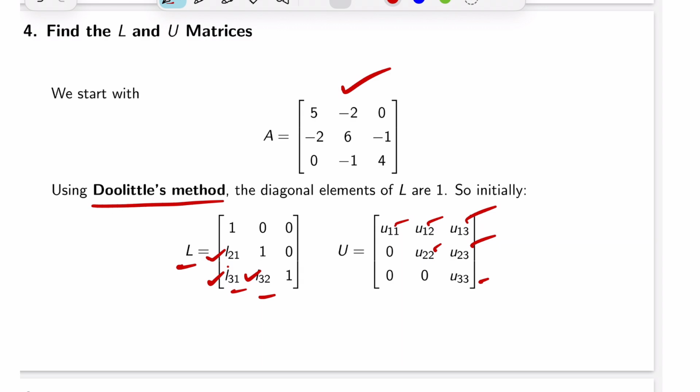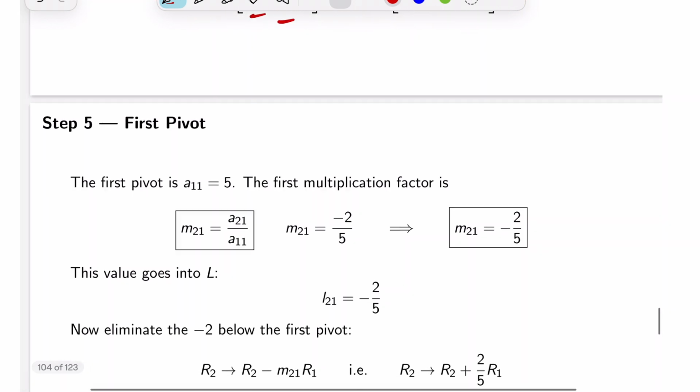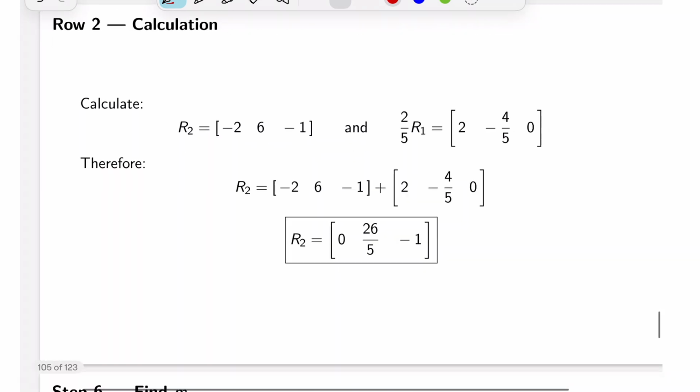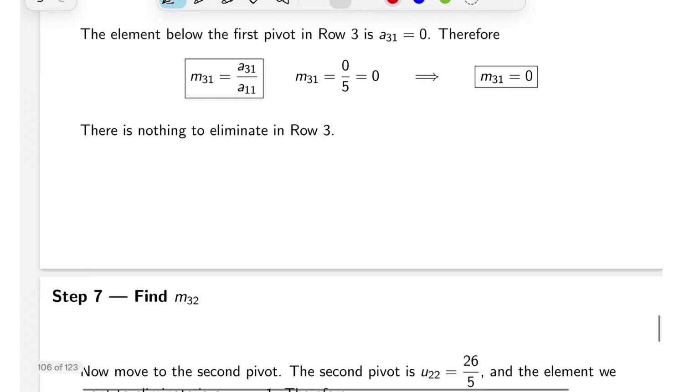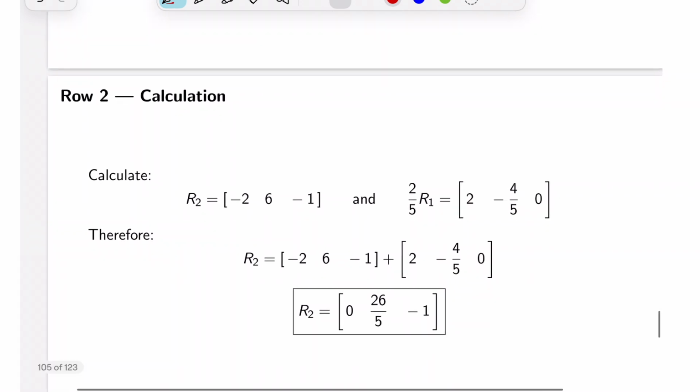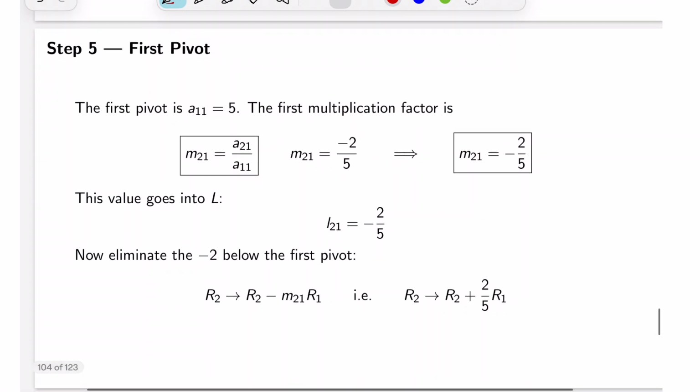Now how will you find all these? If we get all these values, then we can easily get the L and U matrices, upper triangular and lower triangular matrix. Now how will I get that? That I am going to tell you. First we have to do the Gauss elimination method. Using the Gauss elimination method we will get the upper triangular matrix and whatever multipliers we use will give the lower triangular matrix.